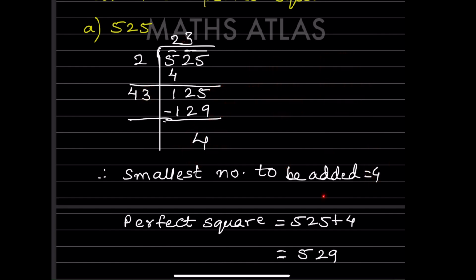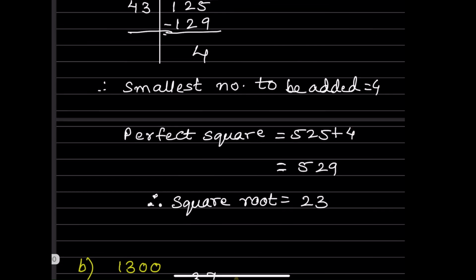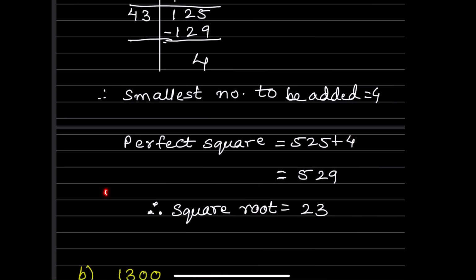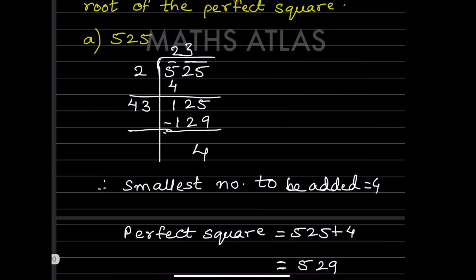So the perfect square will be what? 525, and you are going to add this 4 because the number to be added is 4. So that will be 529, and the square root of 529 is going to be 23, and that is what is here.